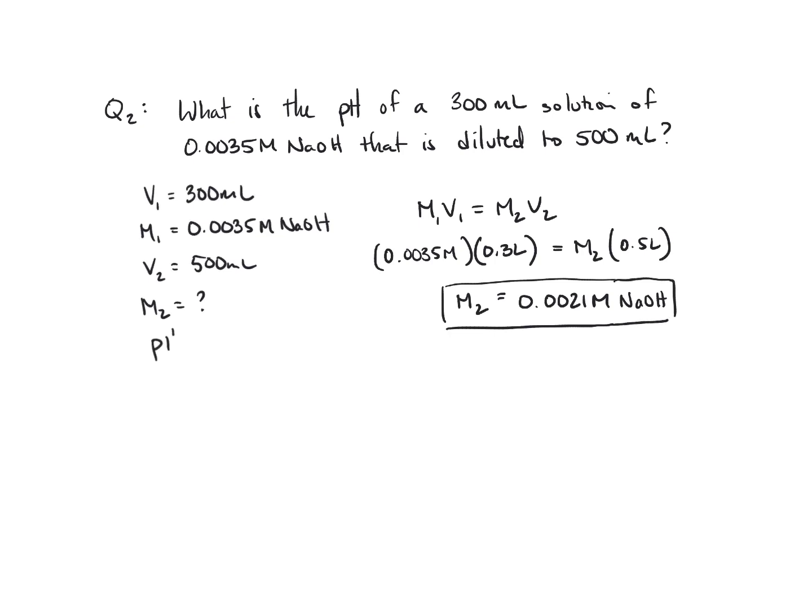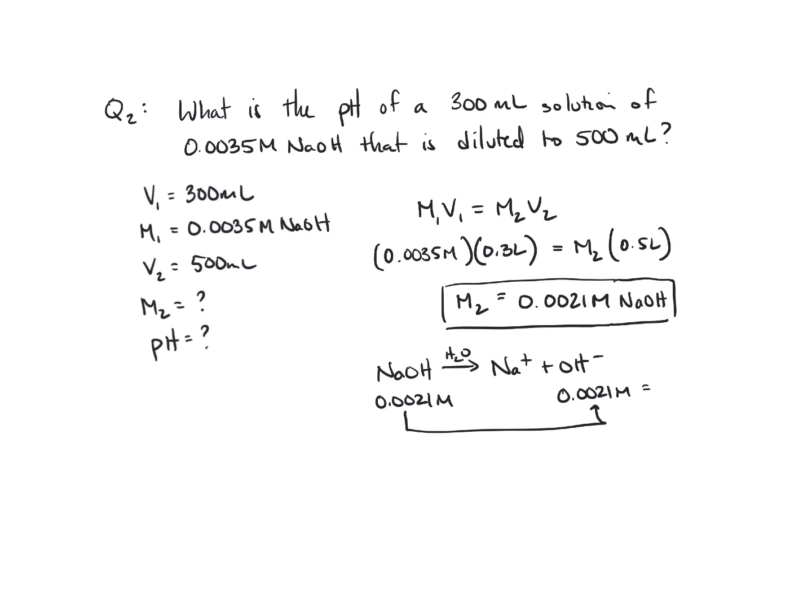Now we are still looking for pH. So we've got our concentration of NaOH, but again, like I said in the last problem, NaOH in H2O breaks up into Na plus and OH minus. So if I start off with 0.0021 molar of this, I'm going to have 0.0021 molar of this in solution, because this is going to break up into that. So now we have our concentration. This is our concentration of OH minus.